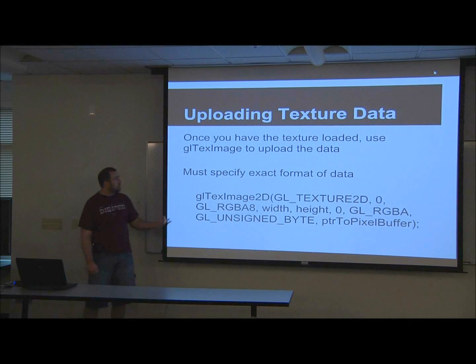So you notice this, in order to get data into the texture, we call glTexImage2D. But because it wasn't apparent to OpenGL that glTexImage2D modifies the 2D texture, we have to tell it that we're modifying the 2D texture.